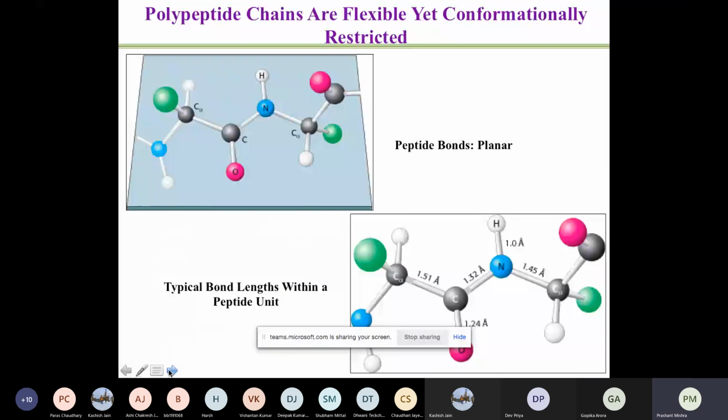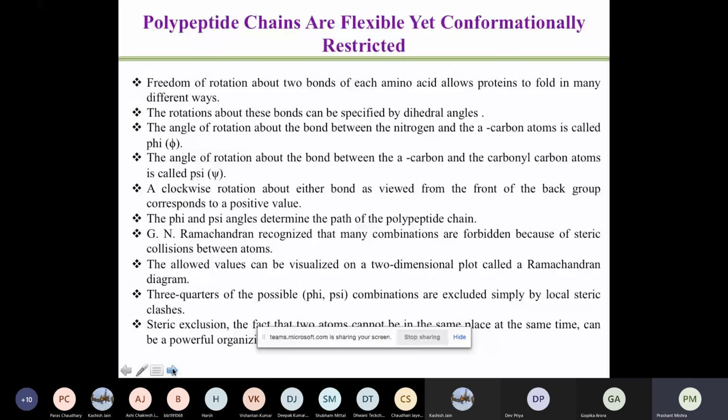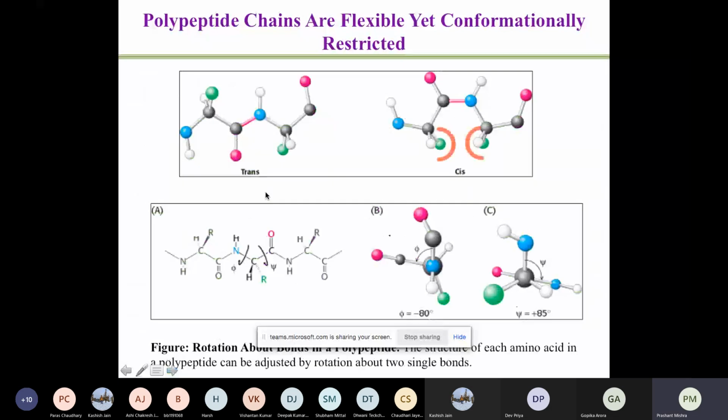So here you have the CO bond, there is the NH bond, so there is a peptide bond. Now this peptide bond has double bond characteristics, so its movement is less. You can see it here. It is the one which has lesser movement. So this bond is relatively less flexible. But the other bonds, which I'll show you in the next slide, are much more flexible. So what are the bonds?